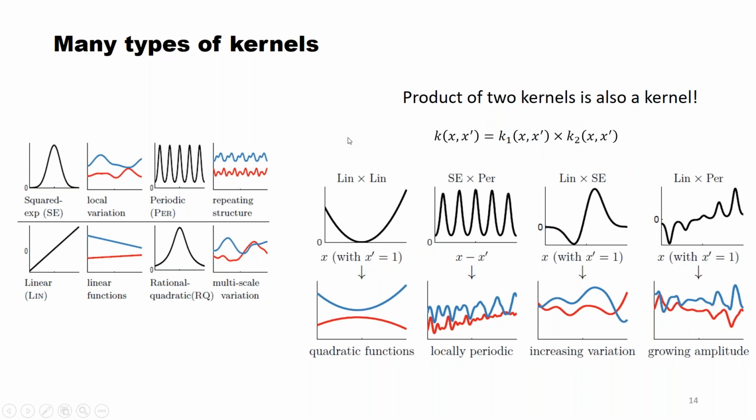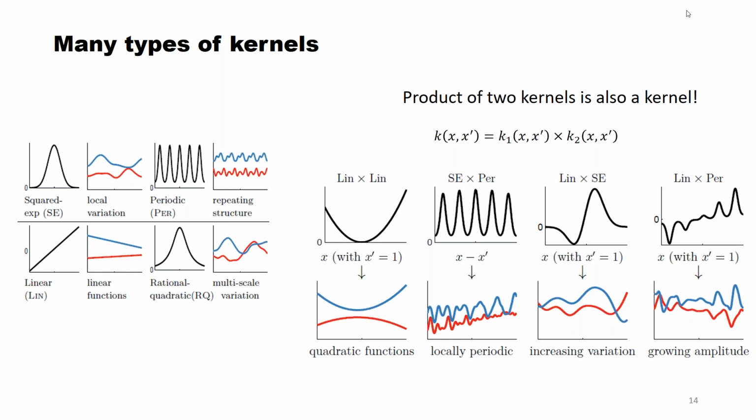The second good news is that the product of two legitimate kernels is also a legitimate kernel. So you don't have to worry about whether your kernel is an actual kernel. You can multiply two linear functions, so you get a quadratic function. You can have squared exponential multiplied by a periodic kernel, so you have something periodic for short length scales, but as you move away, because of the squared exponential, the correlations decay. Or you can have a linear and squared exponential, so you have some kind of increasing variation.